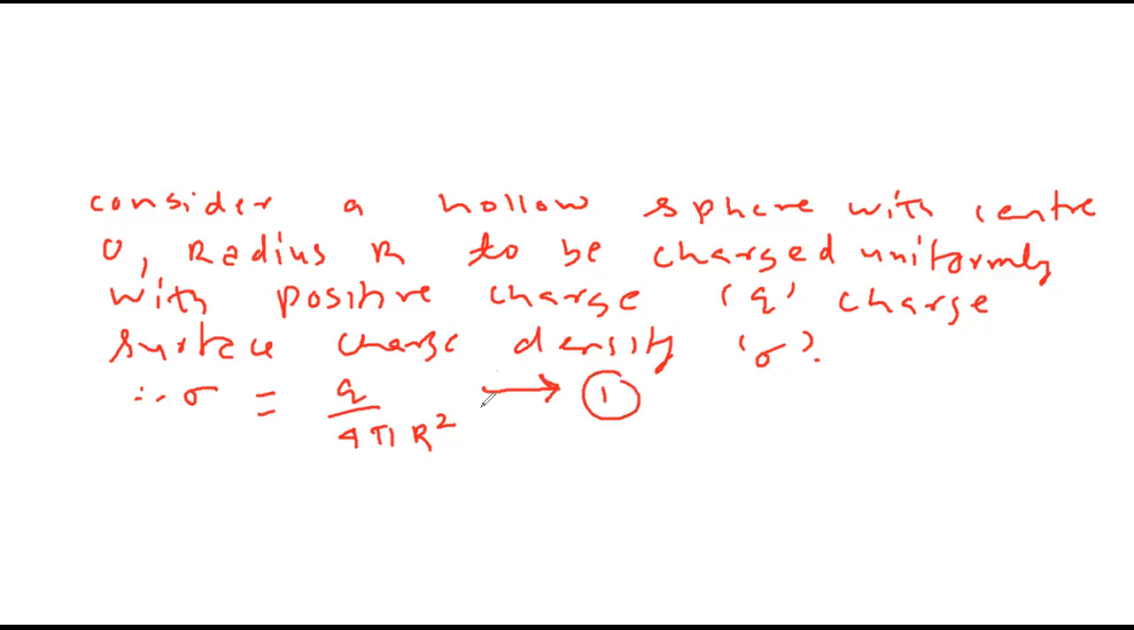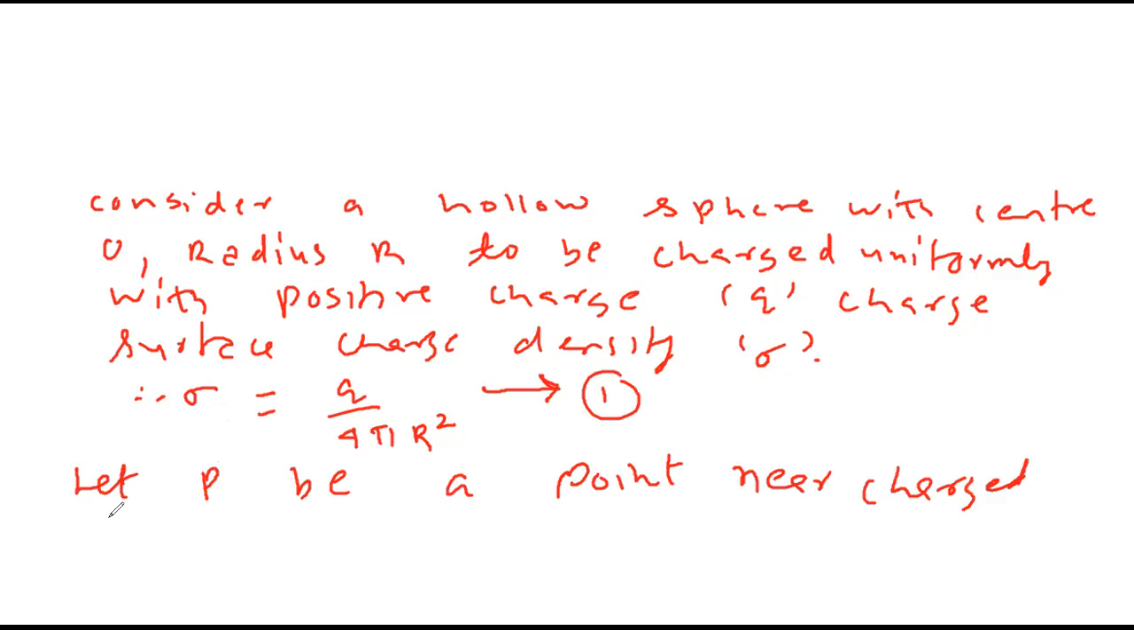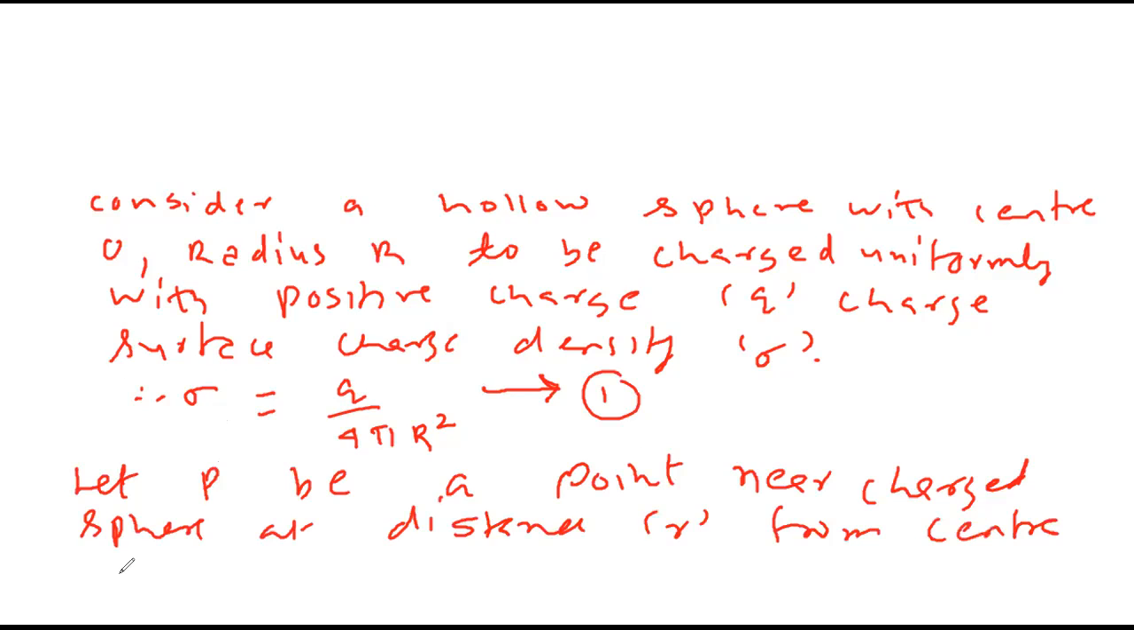Yes, sir. Consider a hollow sphere with center O, radius R, to be charged uniformly with positive charge Q with surface charge density sigma. Therefore, sigma equals Q upon 4 pi R square. Let P be a point near the charged sphere at distance small r from the center. P is a point at distance r from the center.